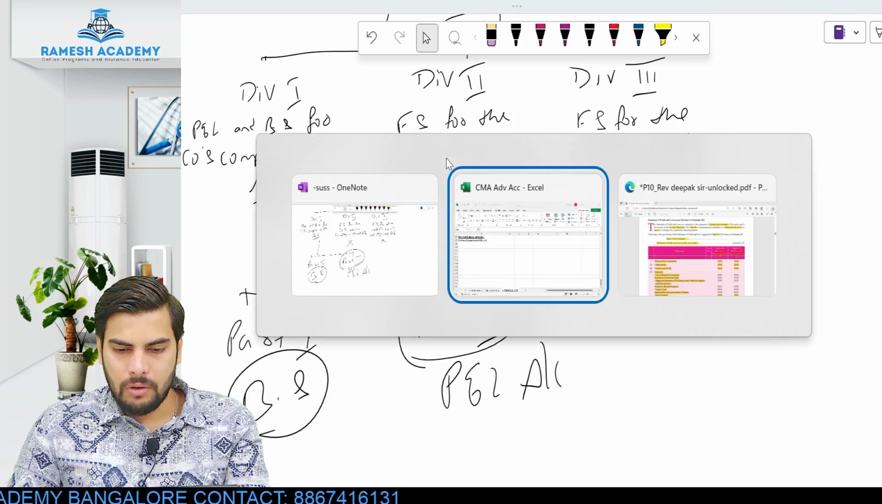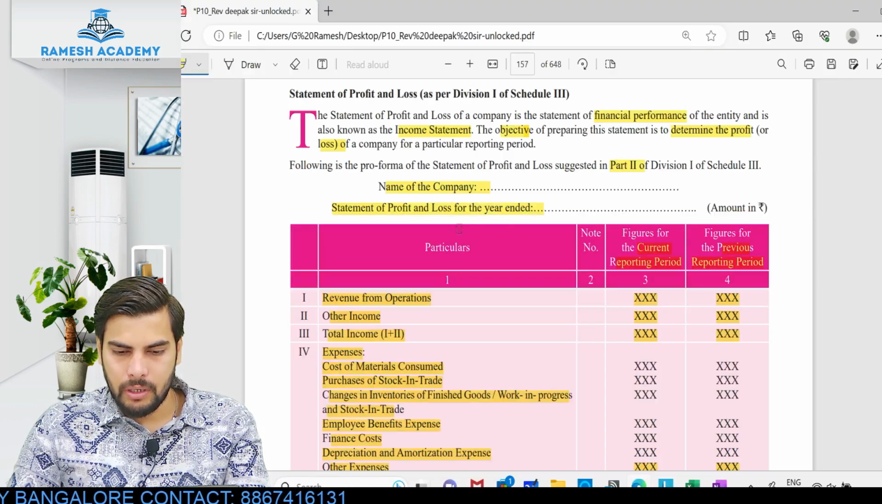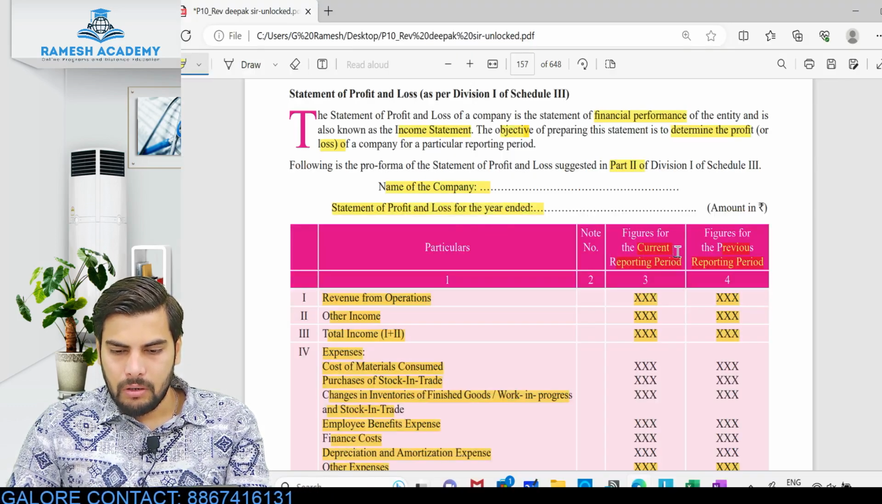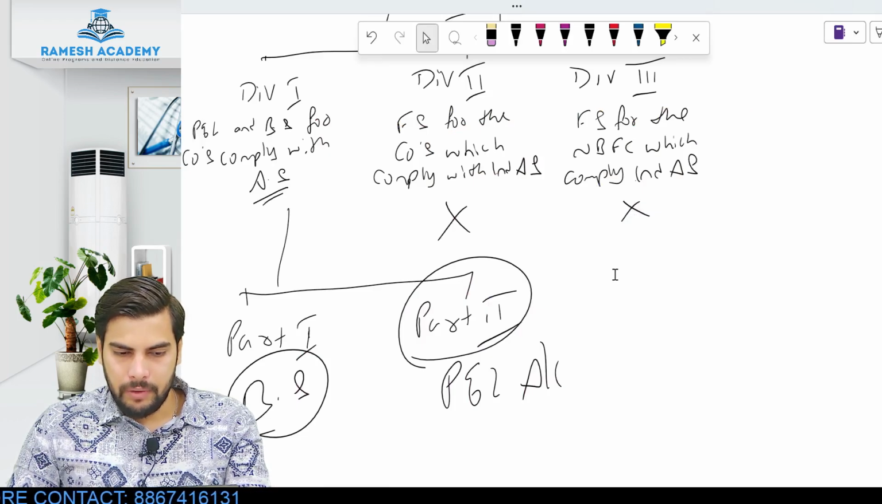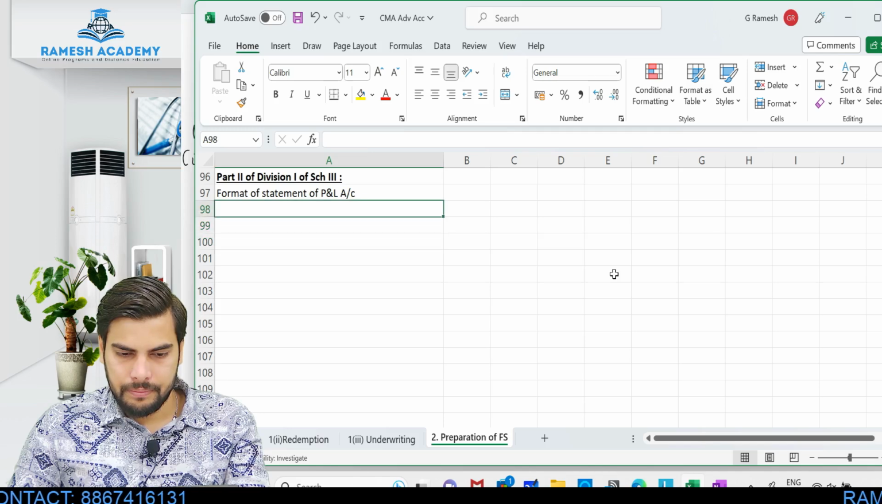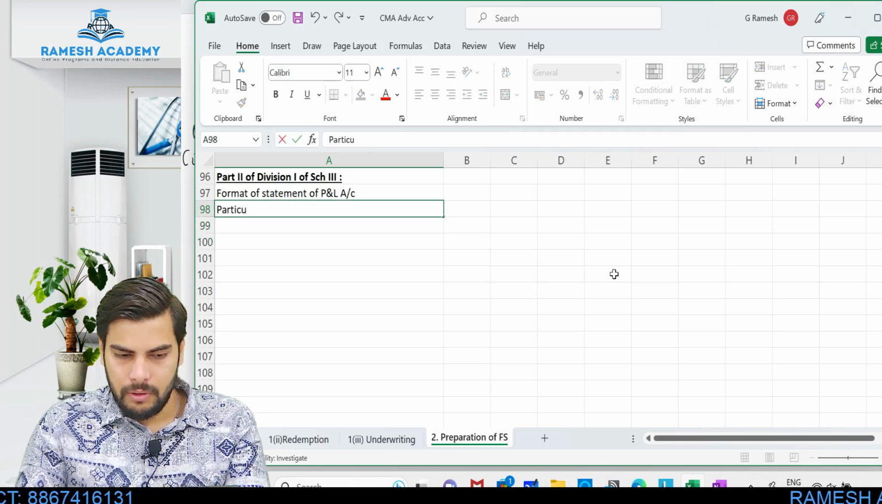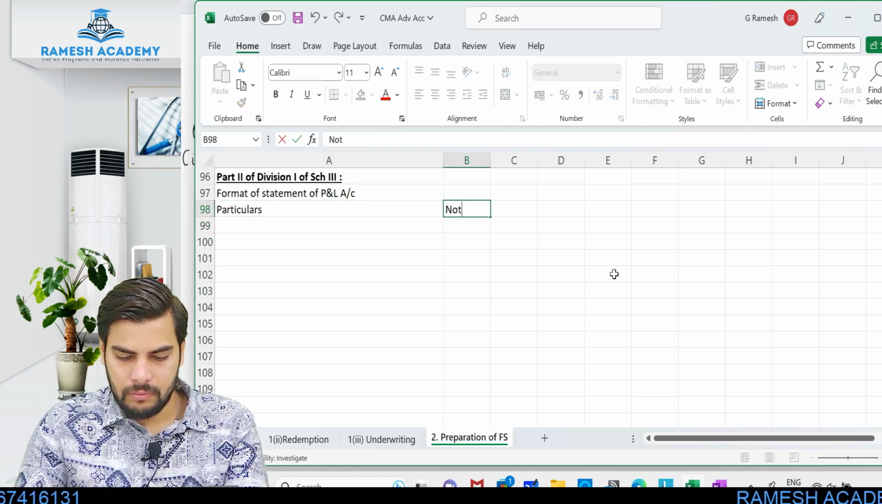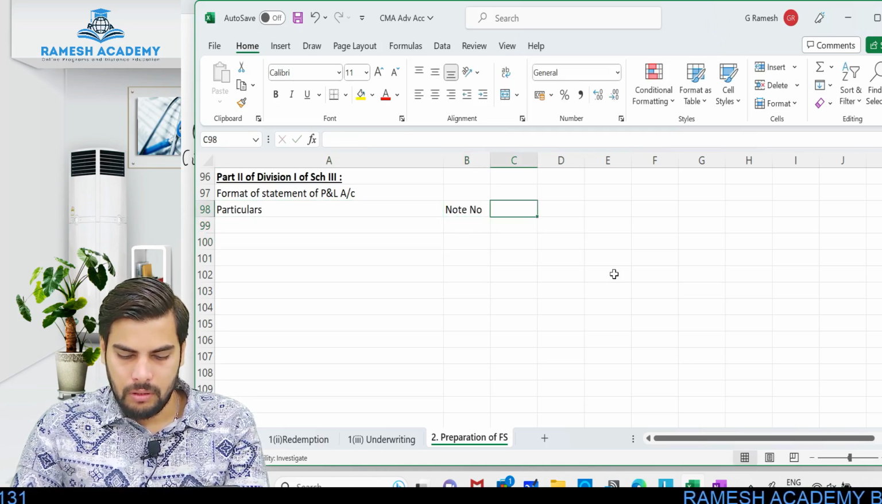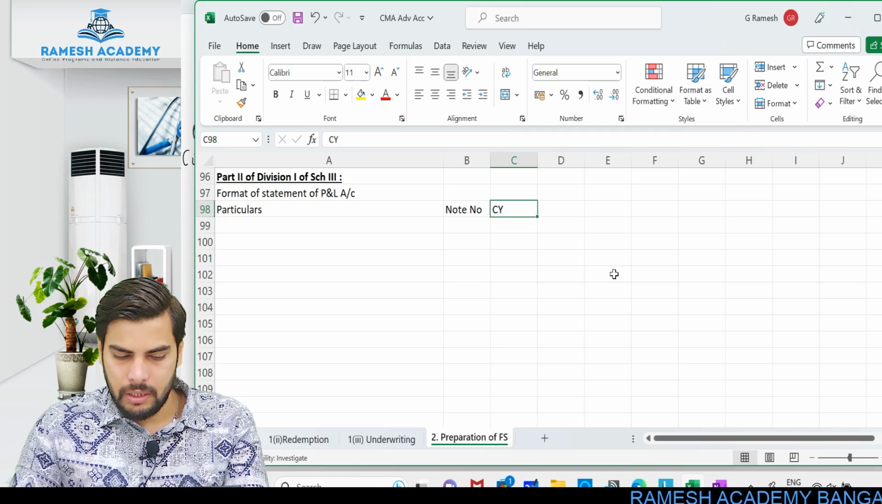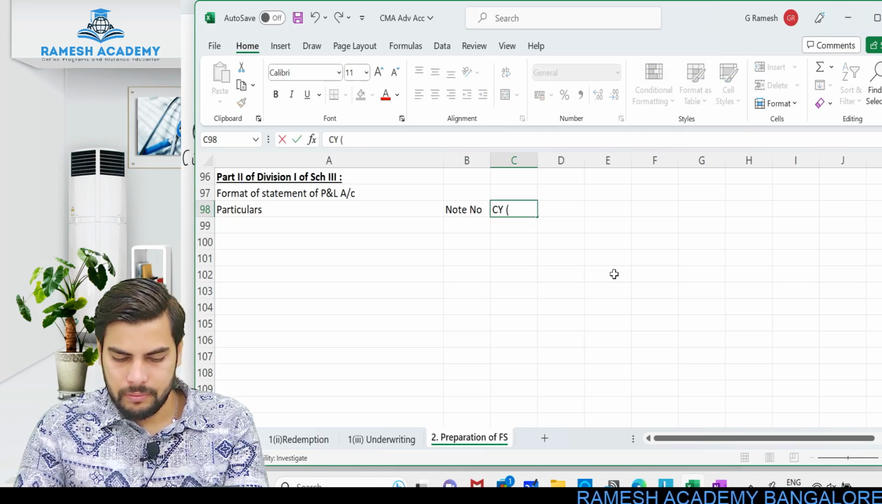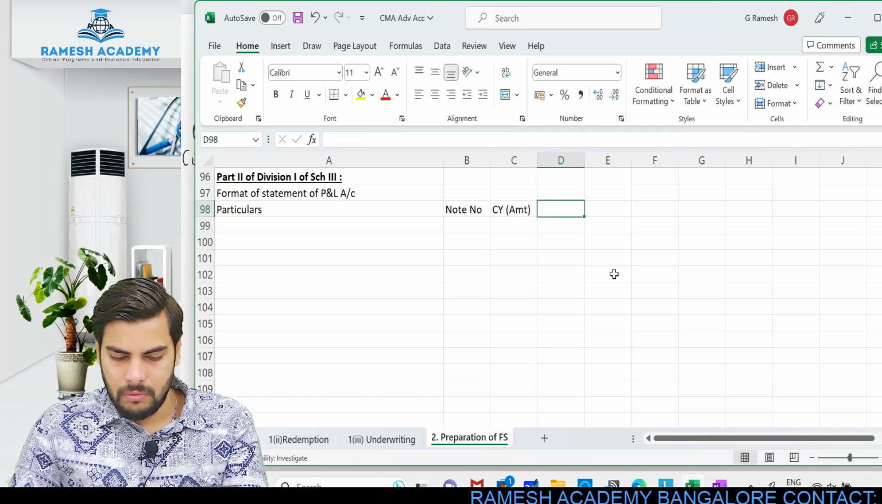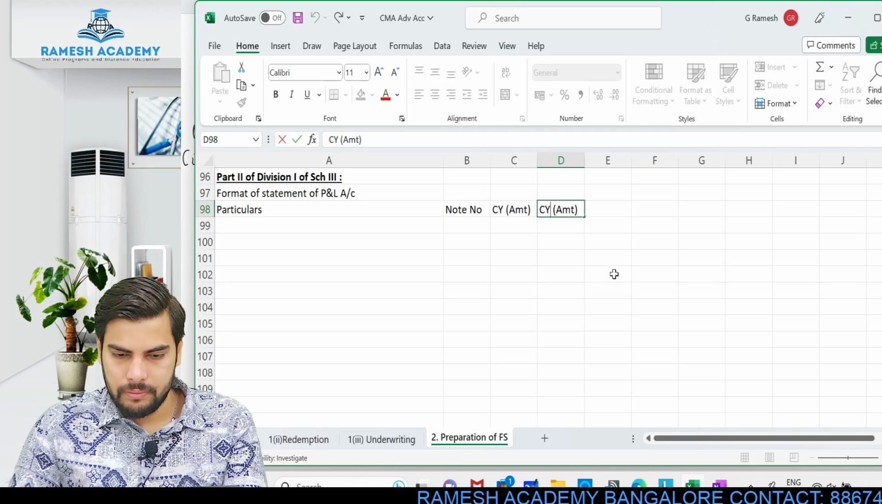Okay, so this is how the format would appear. Particulars, note number, figures of the current year, figures of the previous year. Particulars, note number, figures of the current year. Okay, so current year amount, and then previous year amount.